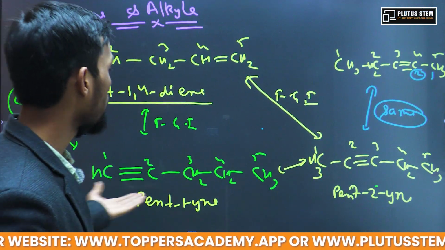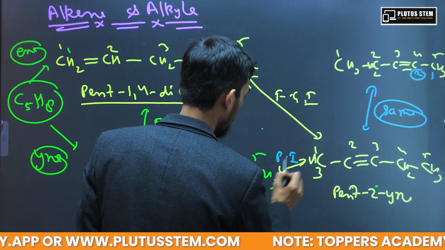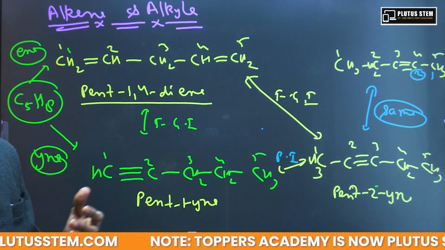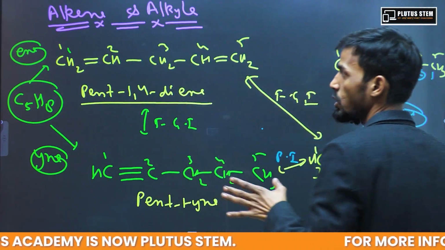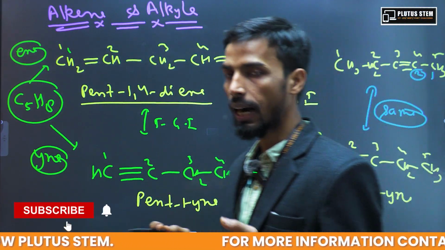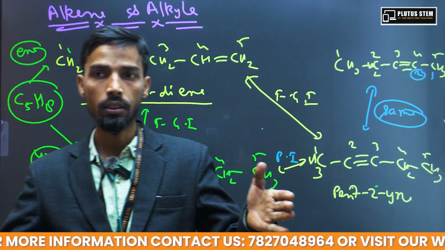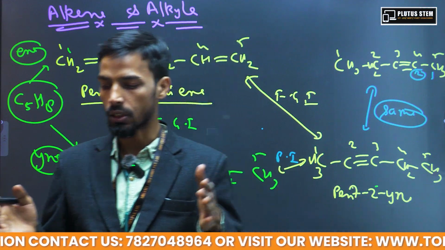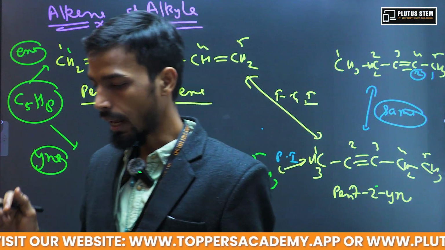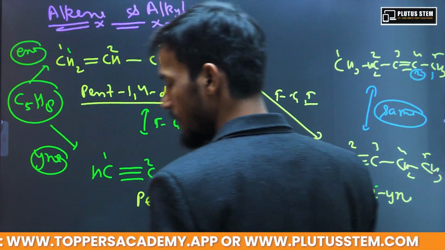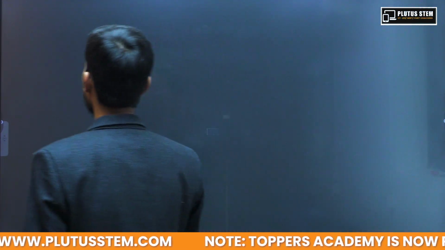And what is the relation between these two? These two are positional isomers. So we are also doing a quick revision of positional isomers in this functional group isomerism. We have discussed alcohol and ether, aldehyde and ketone, and we have also discussed alkene and alkyne. So now we will be discussing some more groups like amines and alcohols.